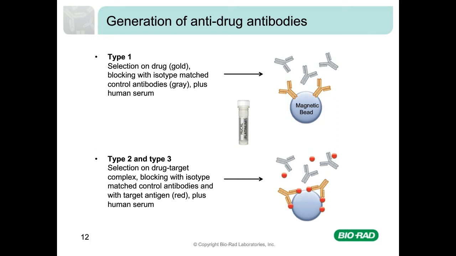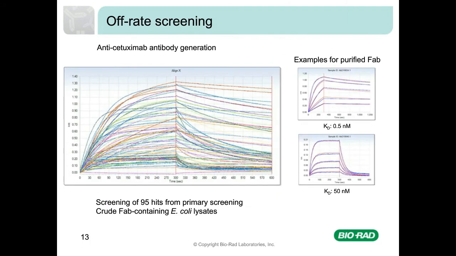To ensure selection of antibodies with high affinity or to select antibodies with different affinities, an off-rate ranking is performed with the positive clones from the ELISA screening. The K-off screening is done on the ForteBio Octet machine, where it is possible to work with crude Fab containing E. coli lysates. This example shows sensorgrams of 95 hits from an anti-cetuximab antibody generation. Off-rates measured with crude lysate and purified Fab correspond very well.